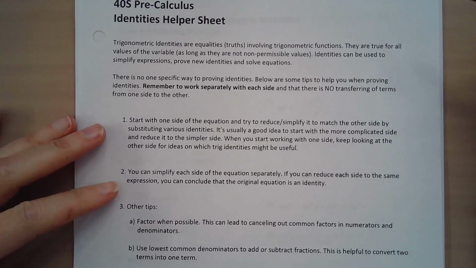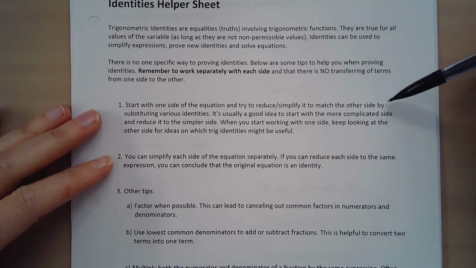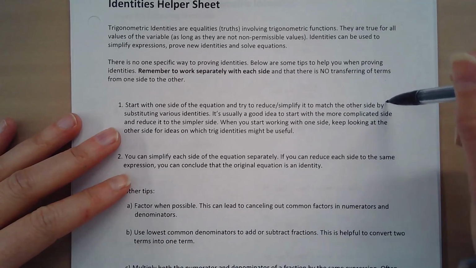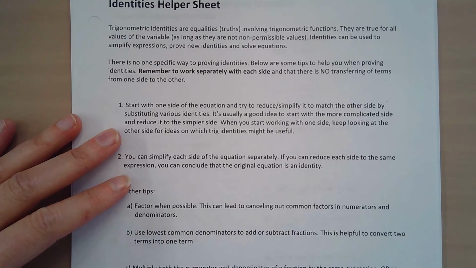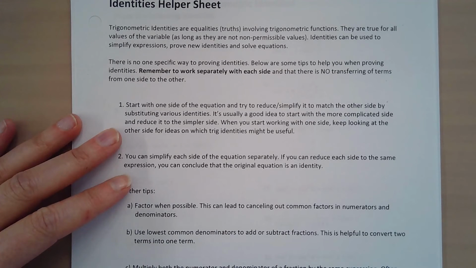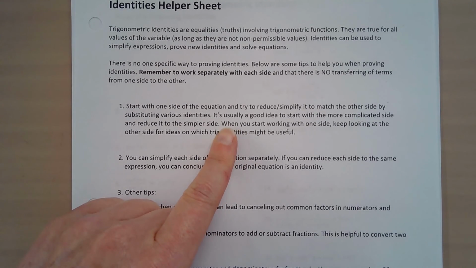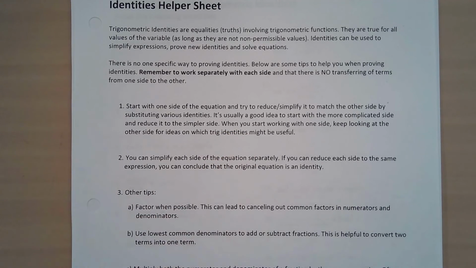So here's some tips. Start with one side of the equation and try to reduce or simplify it to match the other by substituting various identities. For example, if I have a tan, I might try sine over cos, right? Or tan is also 1 over cotan, whatever you think might fit the situation better. It's usually a good idea to start with the more complicated looking side and reduce it to the simpler side. When you start working on one side, keep looking at the other side for ideas that might help you. Always keep in mind what your goal is, right?